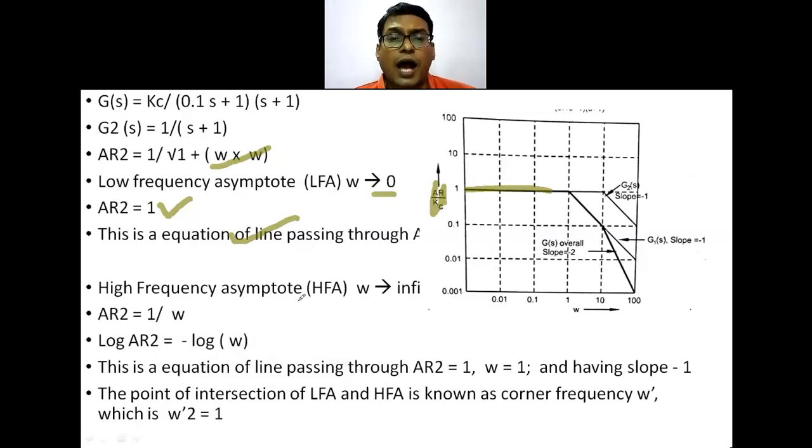Then for the high frequency asymptote, omega tends towards infinity. Now I am going to substitute higher values of omega, so it becomes 1 upon omega. So this equation becomes equal to 1 upon omega, so amplitude ratio 2 comes as minus log of omega. So it's a line with a slope of minus 1. So I am going to plot a line again with a slope of minus 1.